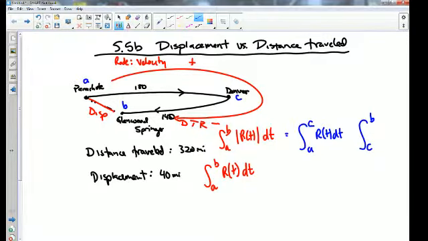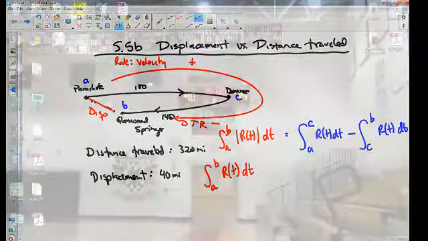Subtract or add? Subtract, it's negative. This integral spits out a negative, correct? Because it's negative velocity. So I have to subtract. Subtracting a negative makes a positive. Okay? So that's the only difference. Algebraically, this is how you split the integral.